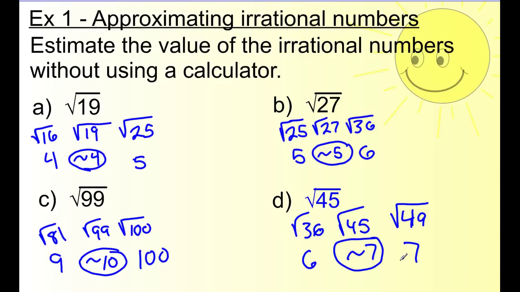So square root of 45 is about 7. Square root of 19 is about 4. We now can give roundabout answers that would help us if we're trying to put numbers in order from least to greatest.